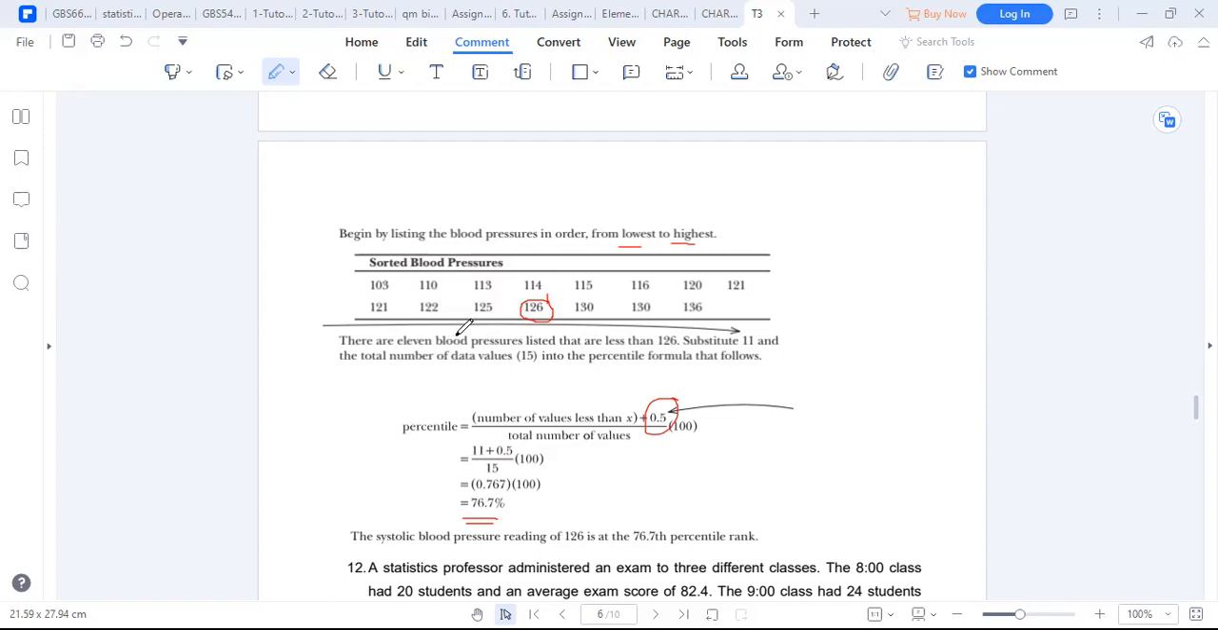Suppose we ask to find the percentile of 114. So 114 is here. How many numbers are before 114? 1, 2, 3. So that is 3 over 15. Then you add a 0.5 to this figure, which is standard. So 3.5 out of 15, then you get the percent. Is that clear?